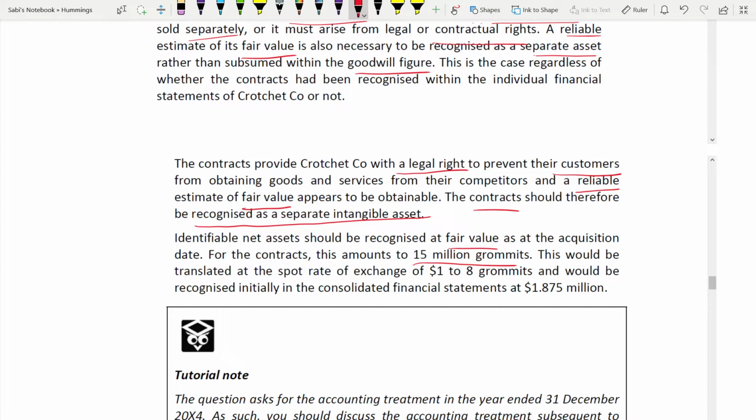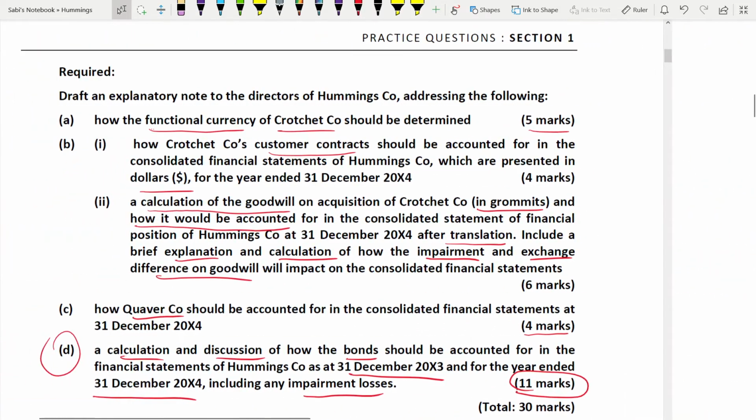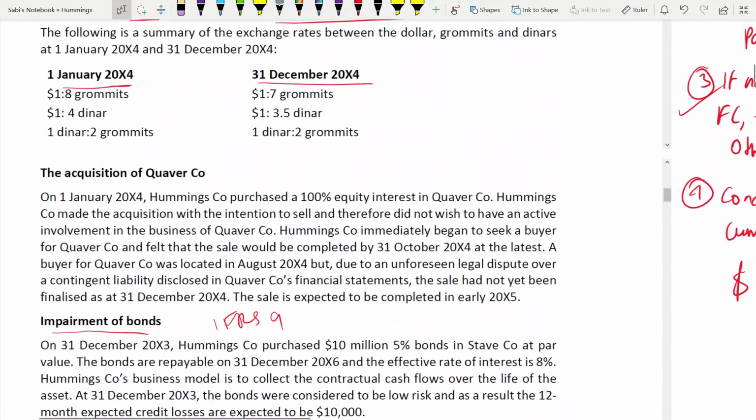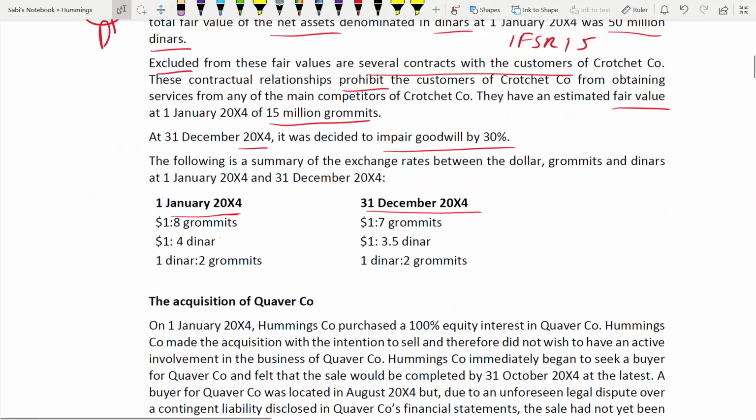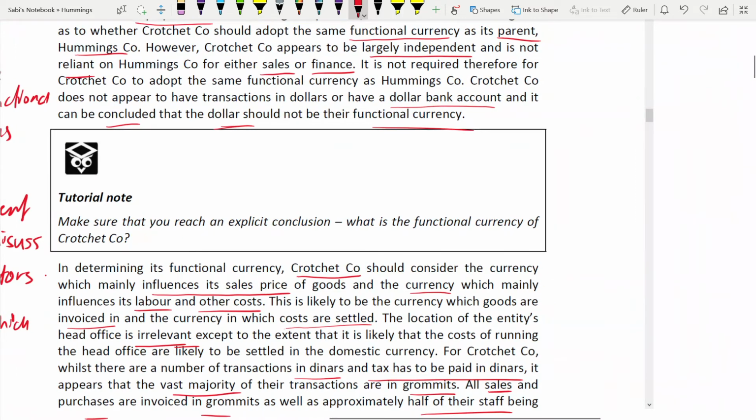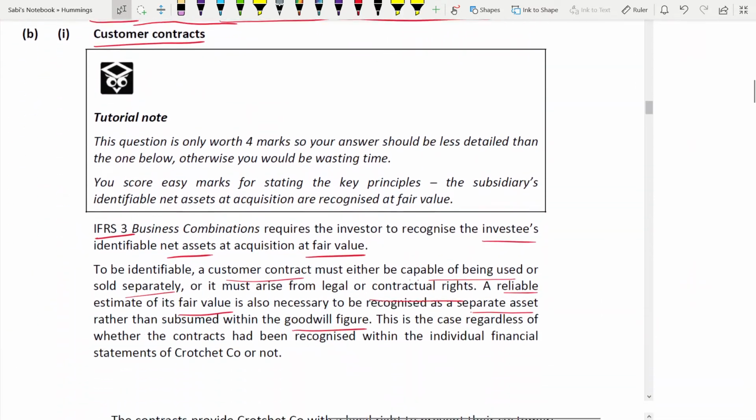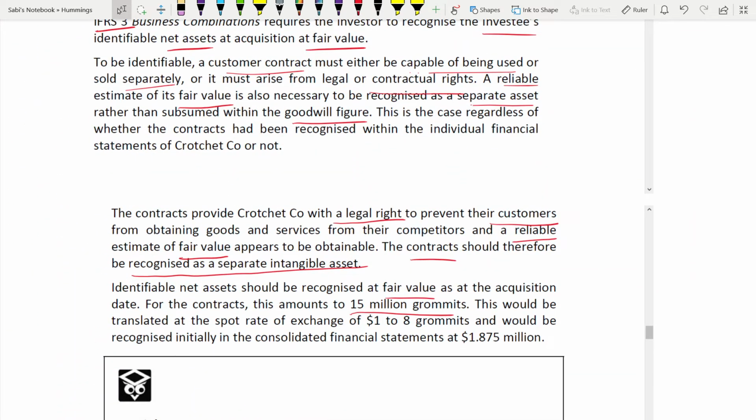And what is the spot exchange rate? Which rate? Opening at 1st of Jan 2004. This rate, dollar to grommet, is 1 to 8. So divide by 8 to get it in dollar. So 15 million divided by 8 will be this in dollar. Write it in proper terms, dollar and the million. Okay, initially it will be recognized like that.